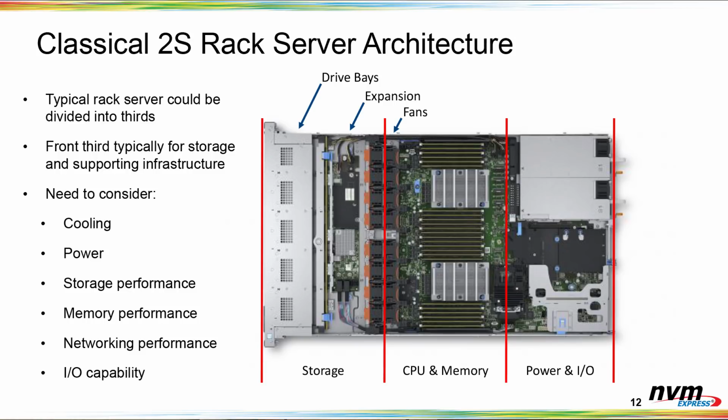So they want PCI slots. They want to be able to put all kinds of accelerators, networking, you name it. They've got all kinds of I/O. So I really can't radically change the front third of the box to give it more room for storage. So I have to live in this front third area.